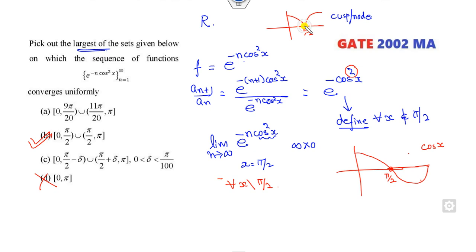Fine, so what is the meaning of that? The function is continuous on the closed domain from 0 to pi, apart from the open intervals around pi by 2. But here you can see delta: if I consider delta greater than pi by 100, then still it's uniformly continuous. So it means it converges uniformly over this, and B is the correct answer.